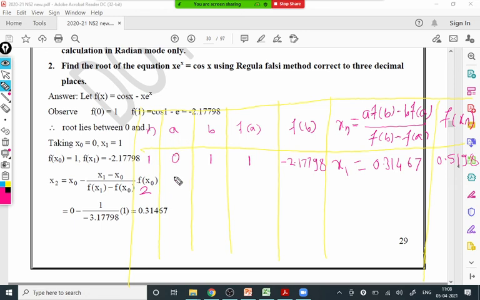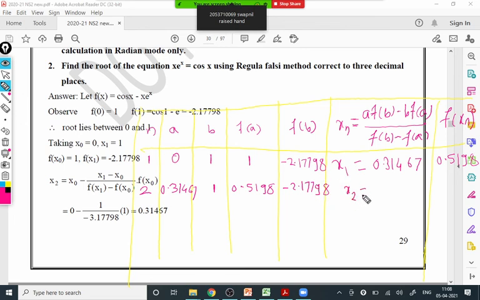So here a is 0, which should be replaced by 0.31467. So this one will be as it is. Then this value 0.5198 will come here, and this value will remain as it is. I hope you are getting all these things.